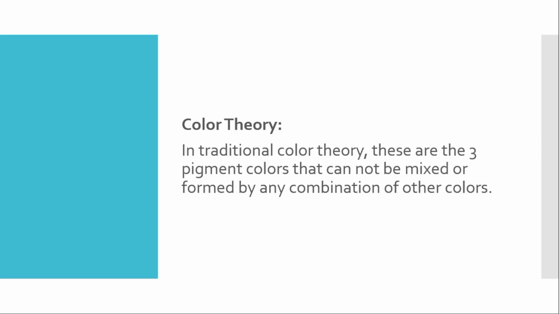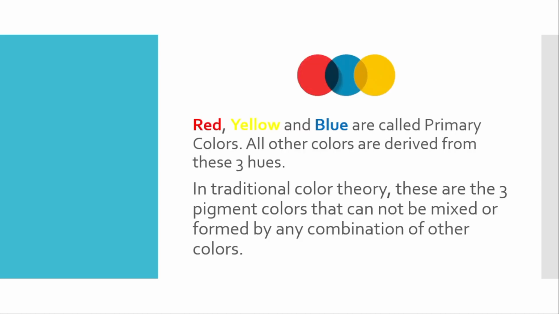In traditional color theory, there are three pigment colors that cannot be mixed or formed by any combination of colors. All right. So we have a defined set of colors, three in nature: red, yellow, and blue. These are called the primary colors, and all other colors are derived from these three hues. Yellow, red, and blue are always regarded as the traditional colors.